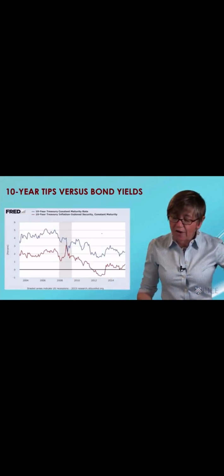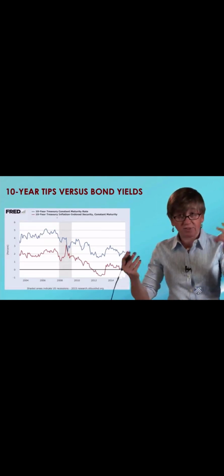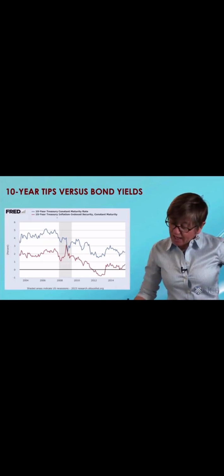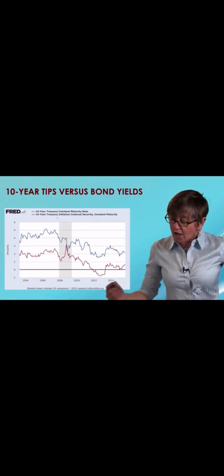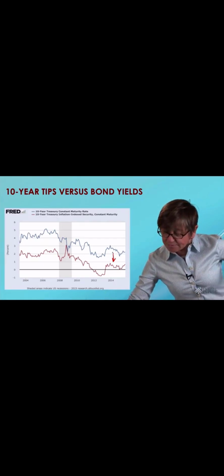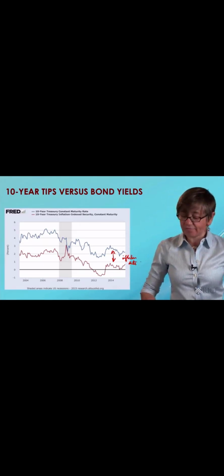So here I have the yield on a 10-year Treasury bond and the yield on a 10-year TIPS for the last 10 years or so. Of course, they move in tandem. And the difference is, of course, what the inflation rate is.